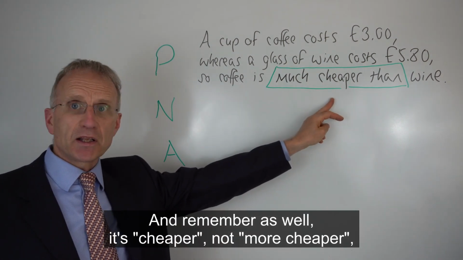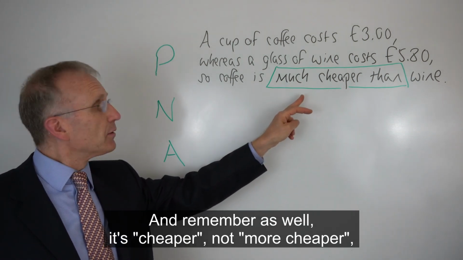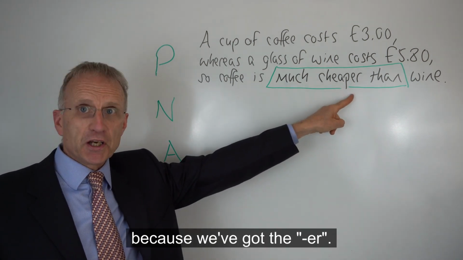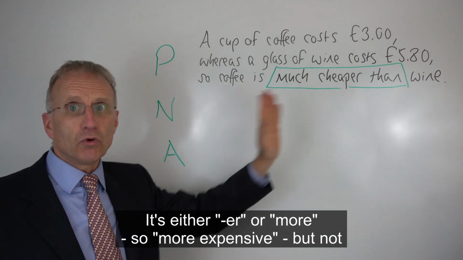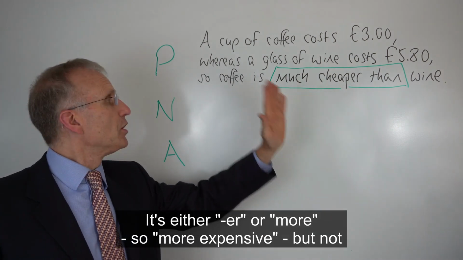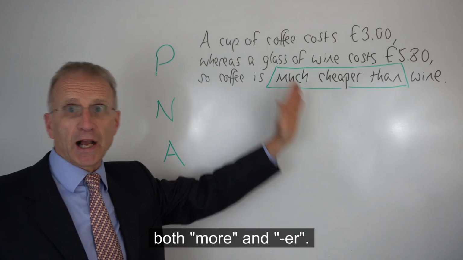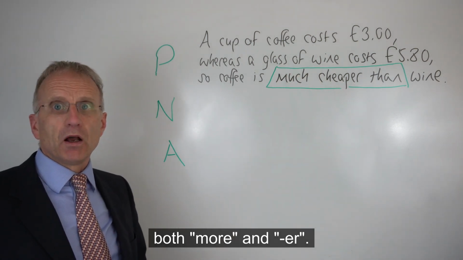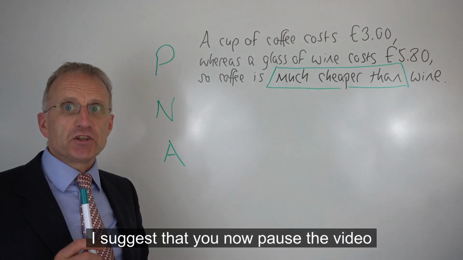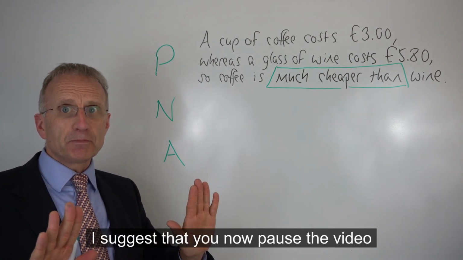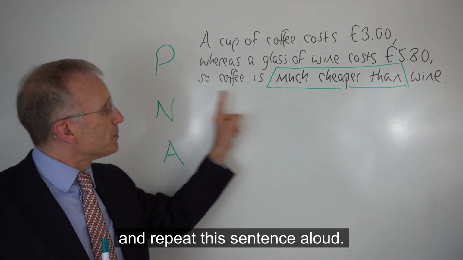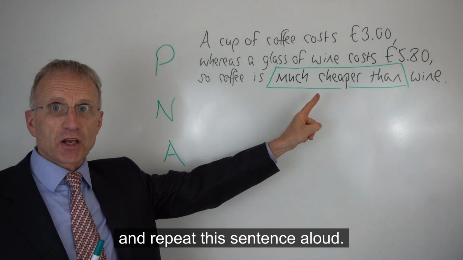And remember as well, it's cheaper, not more cheaper, because we've got the ER. It's either ER or more, so more expensive, but not both more and ER. I suggest that you now pause the video and repeat this sentence aloud.